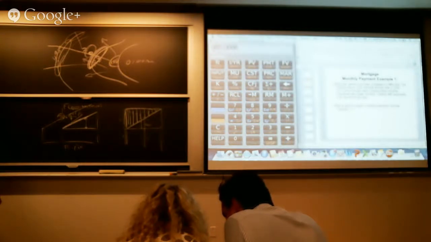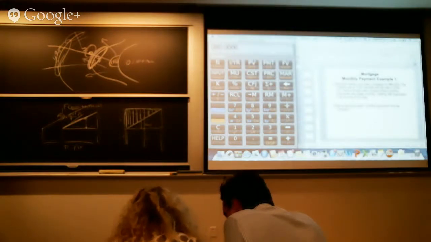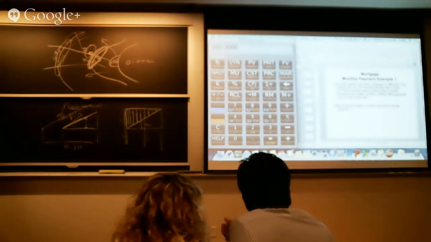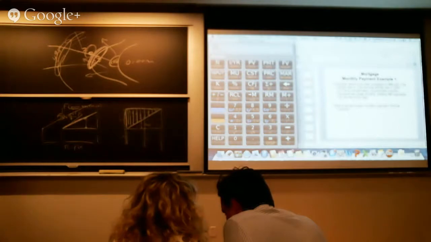What's our interest rate? 12%. Compounded monthly. So you're just going to put in 12%, because our payments per year are set to 12.